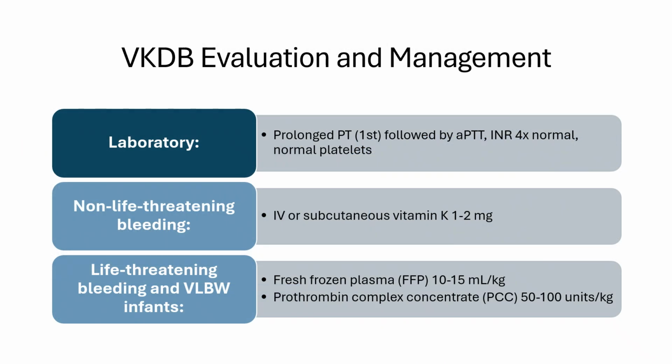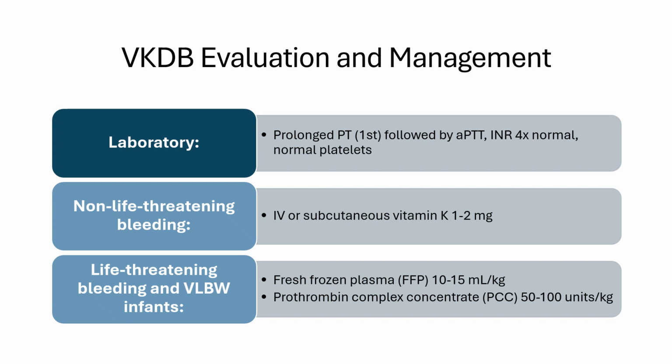When evaluating potential vitamin K deficiency bleeding, laboratory confirmation guides our management approach. The prothrombin time, specifically looking for values greater than 4 times normal, provides our primary screening tool. The international normalized ratio elevation reflects vitamin K-dependent factor deficiency. While the activated partial thromboplastin time remains normal, this pattern distinguishes VKDB from other coagulopathies. For non-life-threatening bleeding, subcutaneous vitamin K administration of 1 to 2 milligrams typically suffices. The subcutaneous route achieves adequate levels for minor bleeding while avoiding intramuscular hematoma risk in coagulopathic infants.